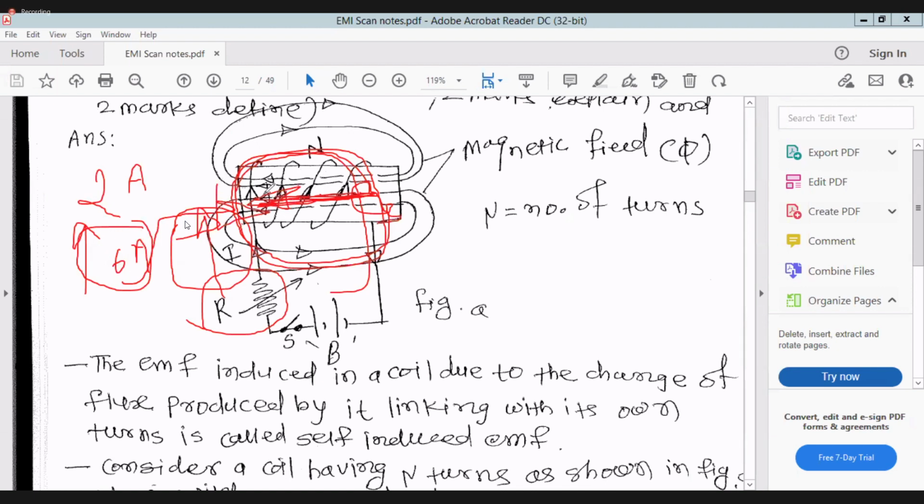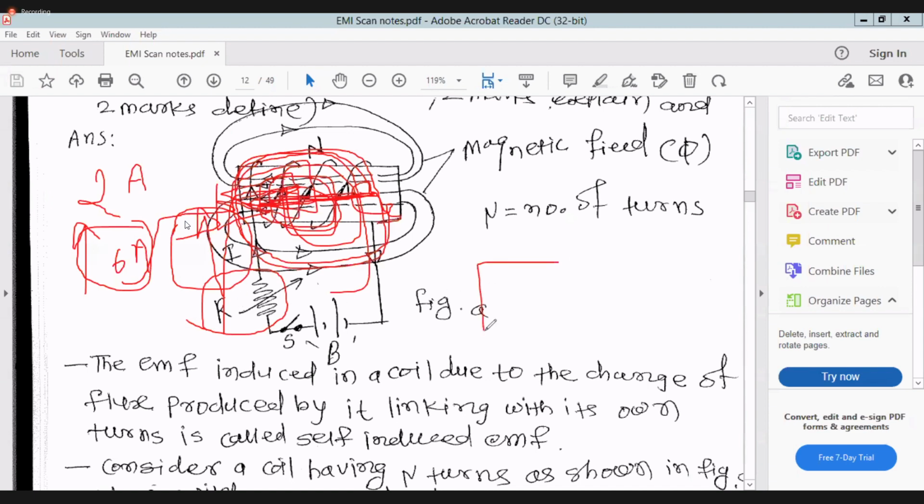Why? Because there is a back EMF, there is a self-induced EMF effect in the coil, which is in opposite direction of the supply current. That's why the 6 ampere current will not enter suddenly. It will take some time to enter the new current in the coil. जब तक इसका इफेक्ट कम नहीं होता है, बैक ईएमएफ का इफेक्ट कम नहीं होगा, तब तक नया करंट एंटर नहीं करेगा.